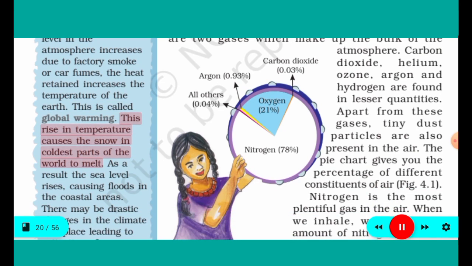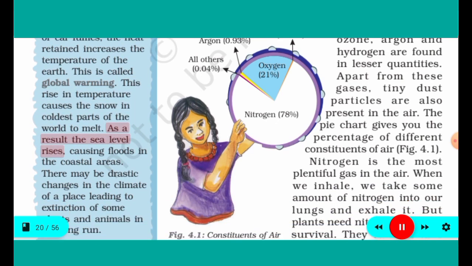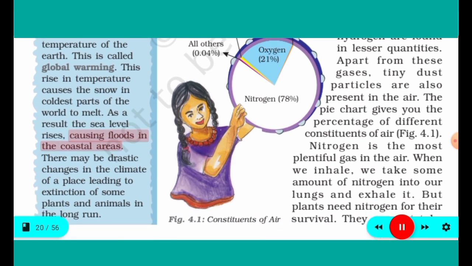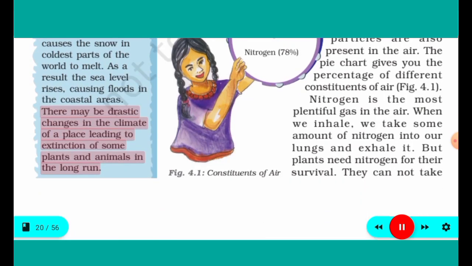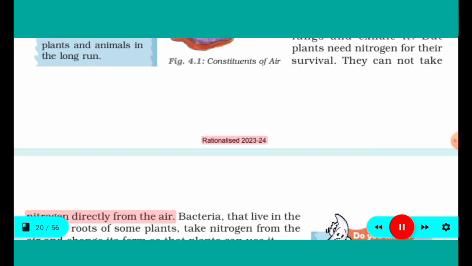This rise in temperature causes the snow in coldest parts of the world to melt. As a result, the sea level rises, causing floods in the coastal areas. There may be drastic changes in the climate of a place leading to extinction of some plants and animals in the long run.